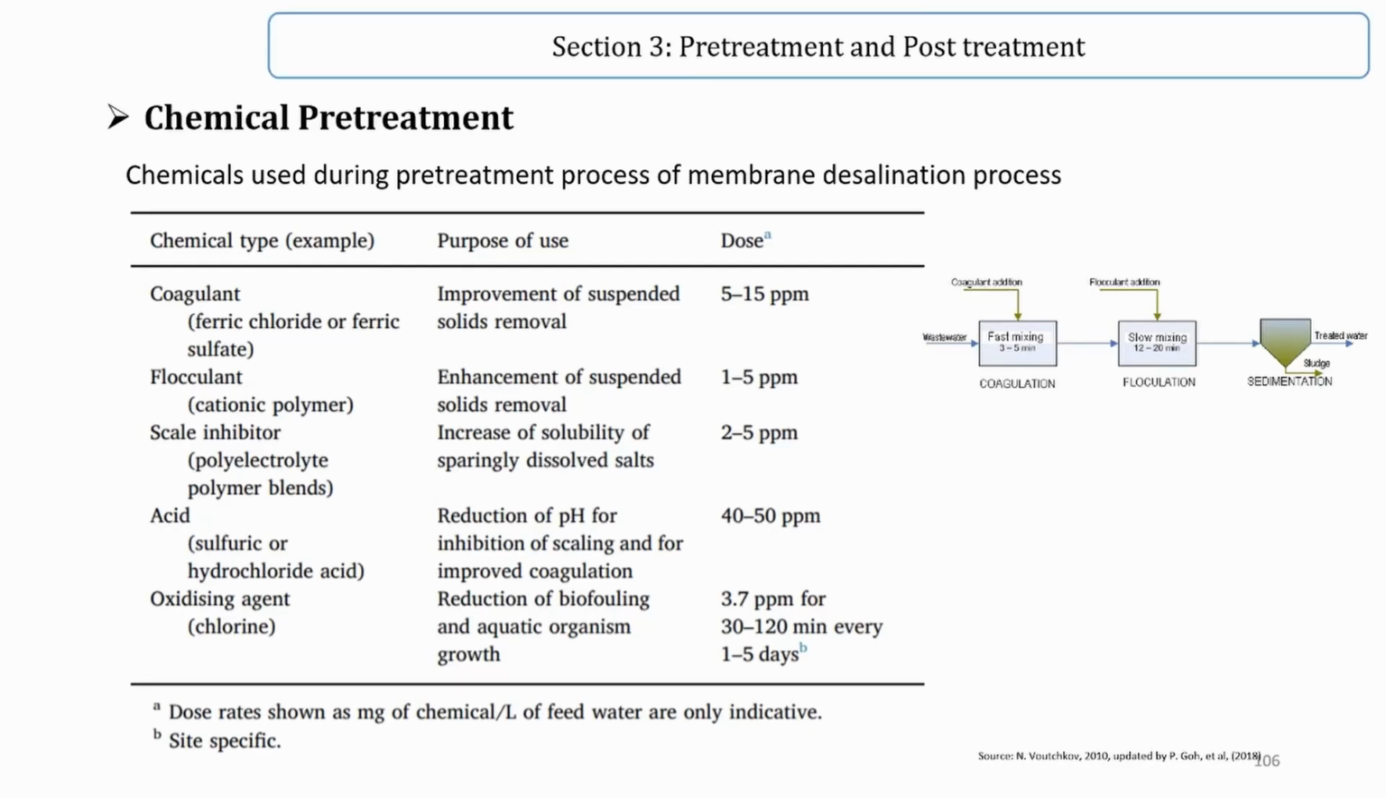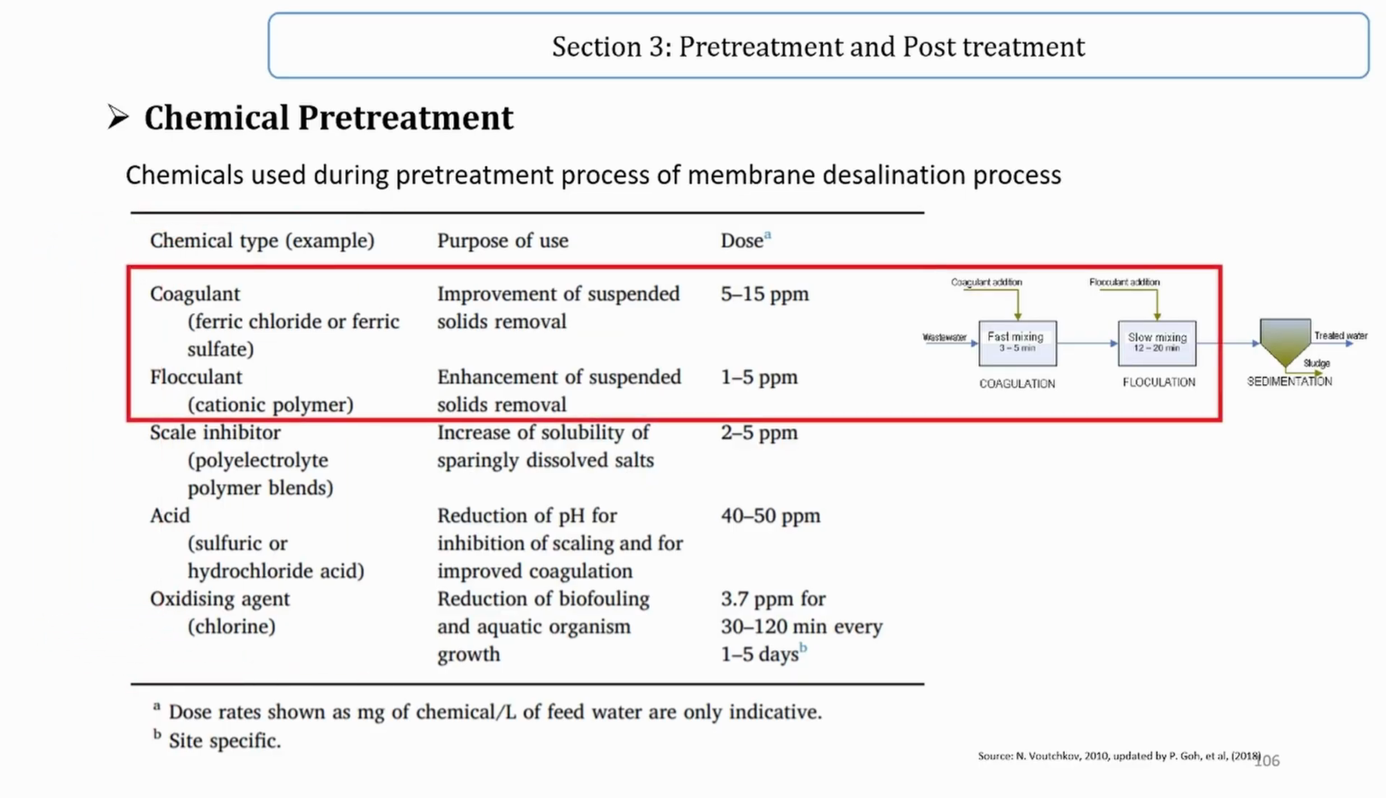Chemical pretreatment. This table summarizes chemicals that are commonly used in the conventional pretreatment process of the source water prior to reverse osmosis membrane desalination. These chemicals can be categorized into coagulants, flocculants, scale inhibitors, acid, and oxidizing agents.